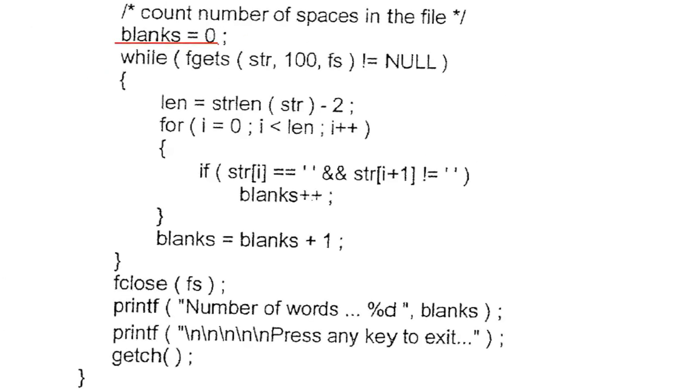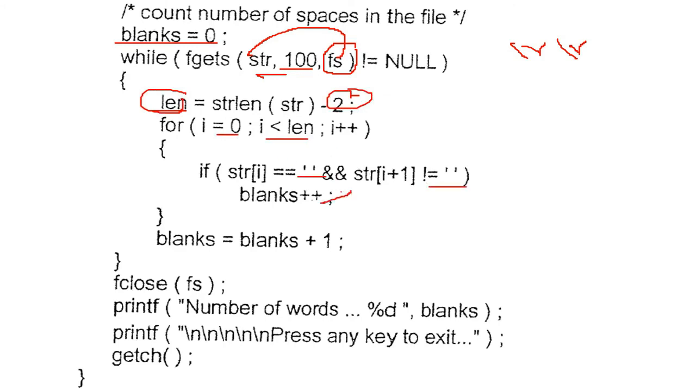We take this from fs, the chunk 100, which means 100 characters in str, which is the buffer. Then we just compute len, because we know that it is transferred as /r/n, so we have to subtract 2. Now the length is there. Now from 0 to length, we just try to find out whether there is a blank or not. If there is a blank, we just increment the blank count, right?